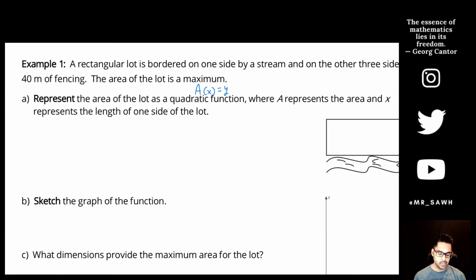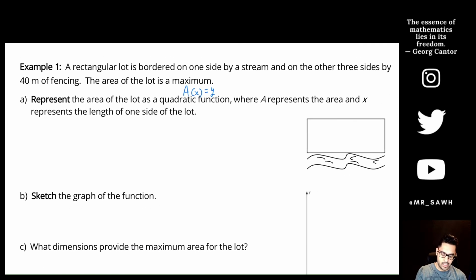I'm also told a couple other pieces of information. I know that this is supposed to be a maximum, and that word, as soon as you see it, should be synonymous with vertex, right? I know I'm looking for the maximum point on my graph. In other words, I'm looking for the vertex of it.